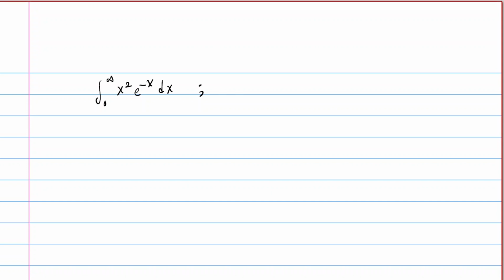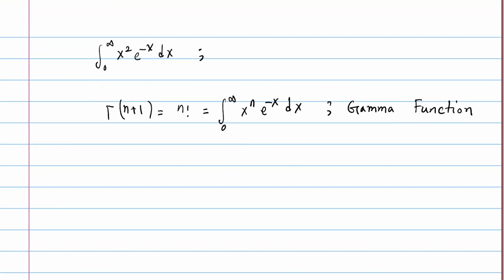The gamma function, defined as gamma of n plus 1, or n factorial, is equal to the integral from 0 to infinity x to the power n e to the negative x dx. So using the gamma function, we can see the result of this integration, the integral from 0 to infinity x squared e to the negative x dx, is 2 factorial, or 2. We are going to evaluate this integration without using this formula.